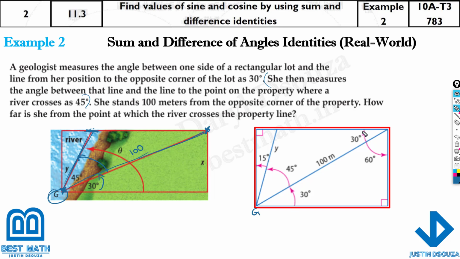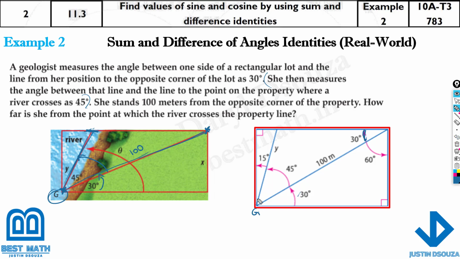So what is the opposite side? Opposite angles are equal, so this is 30, and the remaining is 90. It's a rectangle, so all corners are 90 degrees each, and this remaining is 60 degrees. Now, if this is 30, then this entire thing is 60, but they have told us this is 45, so the remaining is 15. So we have measured all the angles, and this is 100.